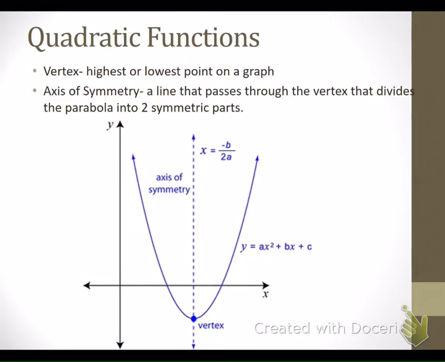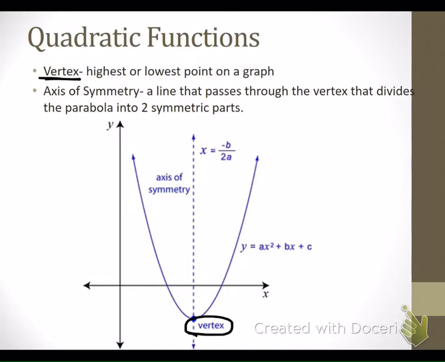The first thing that you need to find when you're graphing a quadratic function is the vertex. The vertex is either going to be the highest point on the graph or the lowest point. That's going to depend on if the graph opens up or down. You can tell from the screen, this parabola opens up, and so my vertex is down here. It's the lowest point of the graph. If your vertex is not the lowest point on the graph, then you know you've plotted something incorrectly.